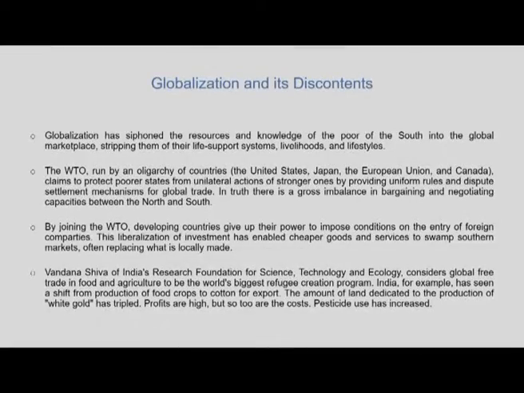The second point was that the WTO, or the World Trade Organization, was highly unequal in terms of power relations. So it was claimed that it was run by an oligarchy of countries, mostly the global North or the triad. And while they claimed to protect poorer states from unilateral actions of stronger ones by providing uniform rules and dispute settlement mechanisms for global trade, the reality was that there was a gross imbalance in bargaining and negotiating capacities between the North and the South. And this is an important point here.